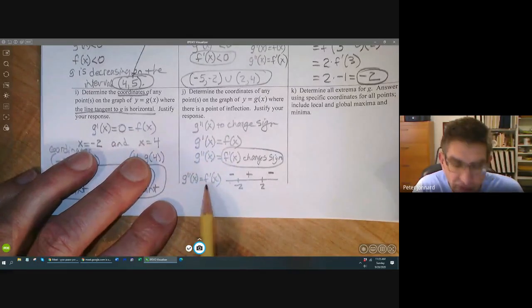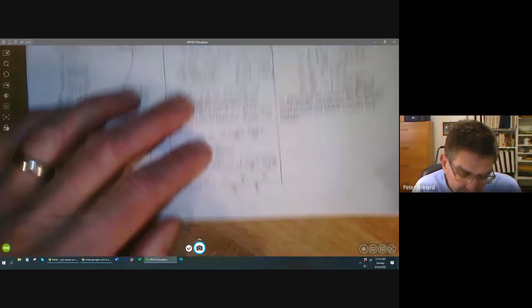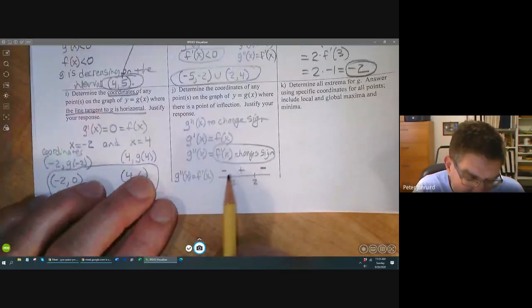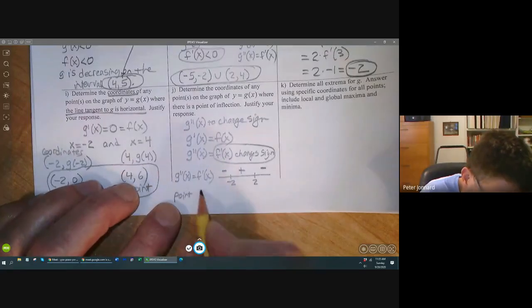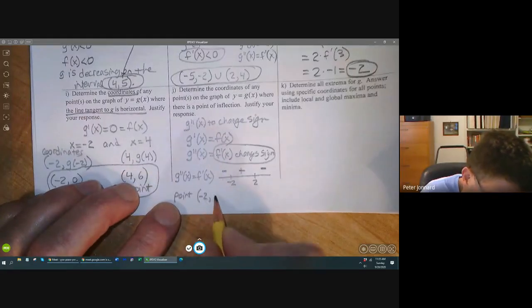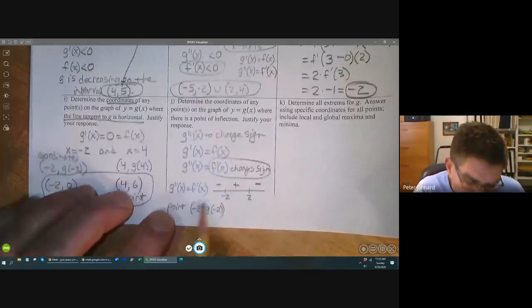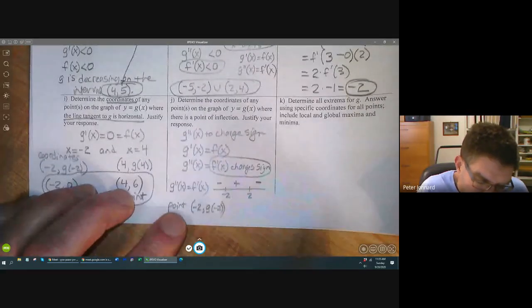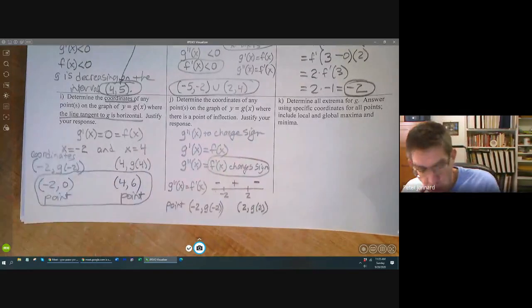Now, the first derivative is actually undefined at -2. The first derivative of f is actually undefined. We have a corner here. But that doesn't harm my answer. What we're looking for is where the concavity changes sign. So we have the point -2, g of -2. This problem asked for coordinates. So there's one possible place. And then the other place is the point 2, comma, g of 2, like so. Those are my 2 points.